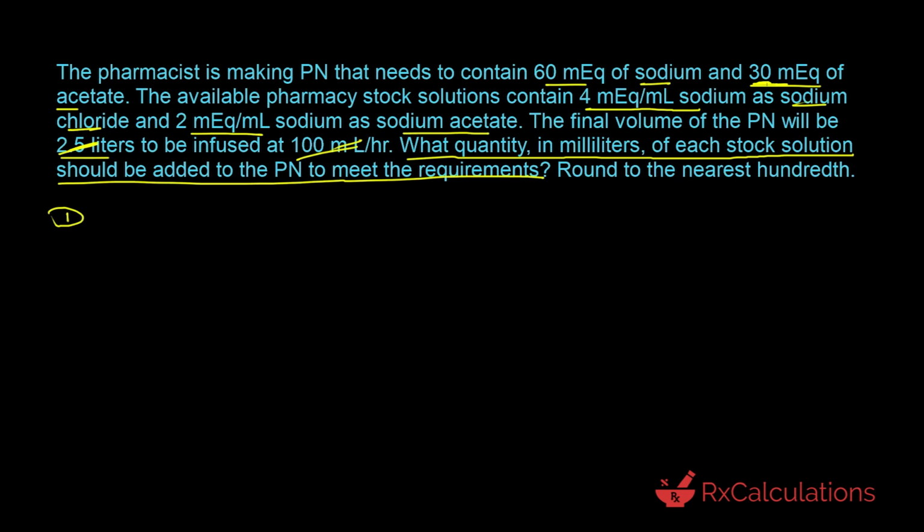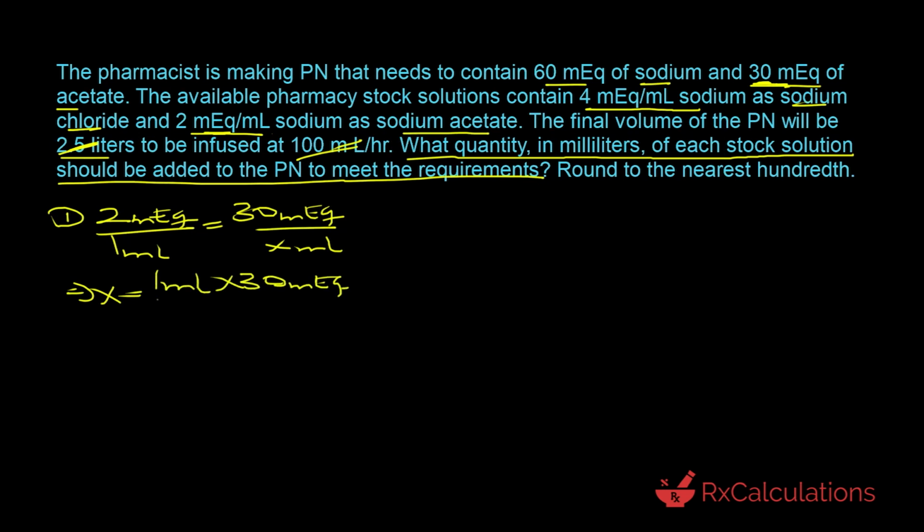So let's do this. Step 1. You're supplying 30 milliequivalents of acetate. Your solution is 2 mEq per ml. So you need to first find that volume. So you're going to take the 2 milliequivalents per milliliter, and we need to figure out how many milliliters gives us 30 mEq. So here X is going to be equal to 1 ml times 30 divided by 2 mEq. So this is 15 milliliters. Now, this 15 milliliters is the volume of sodium acetate that we need to supply the 30 mEq.